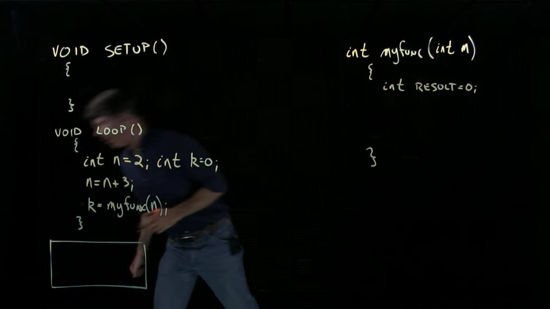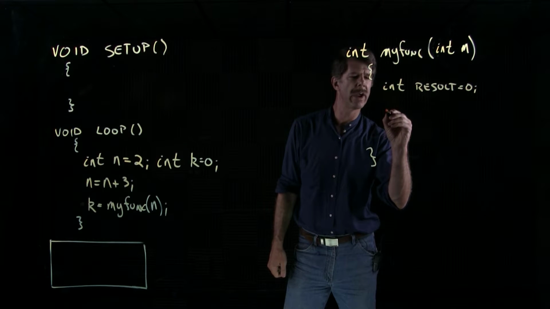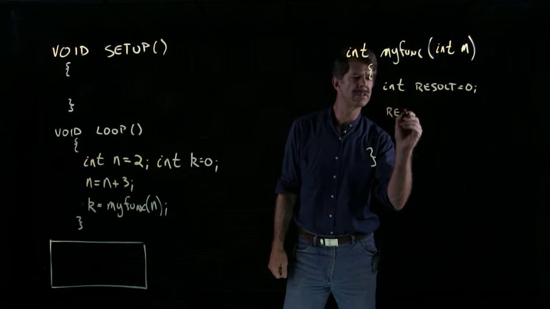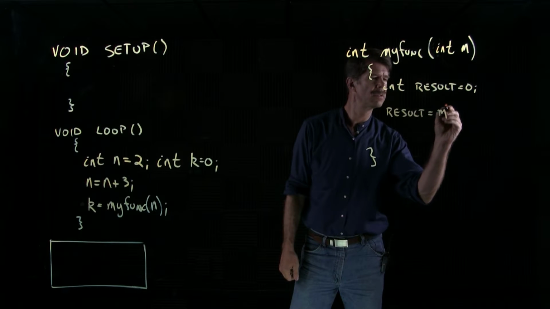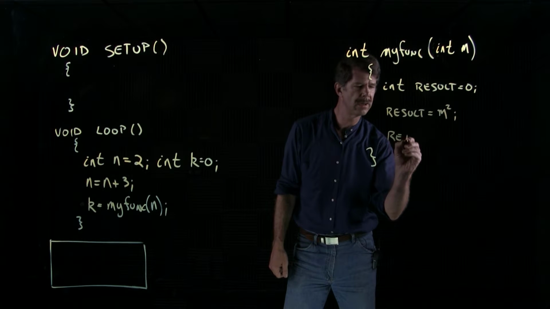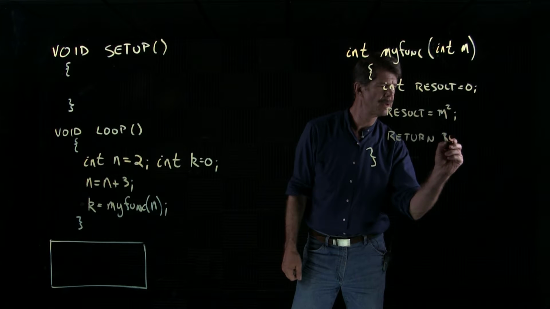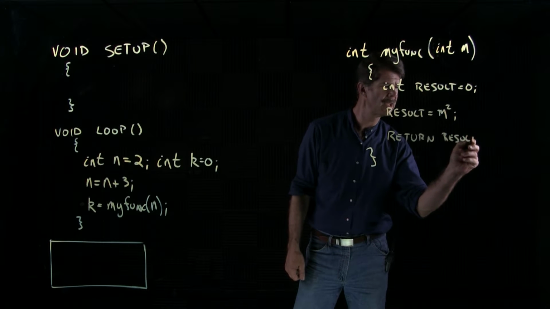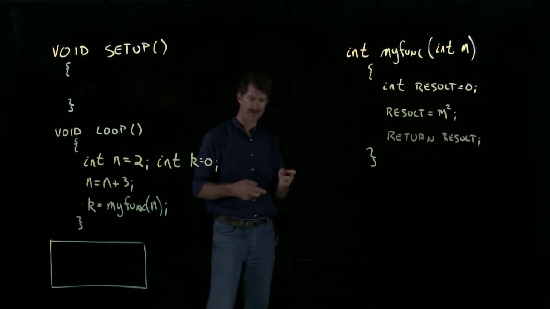And then maybe, oh, I don't know, maybe this function has the funny behavior that it returns the square. So I could say result equals m squared. And then I could return that variable results, which means that's what's going to get passed back out of the program and assigned to the variable k.